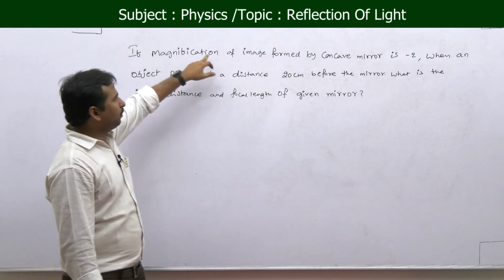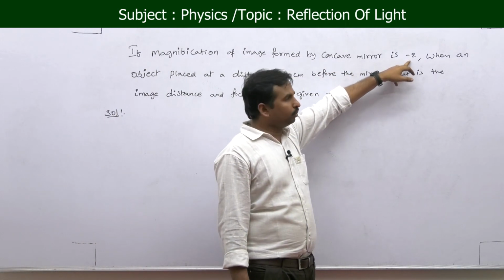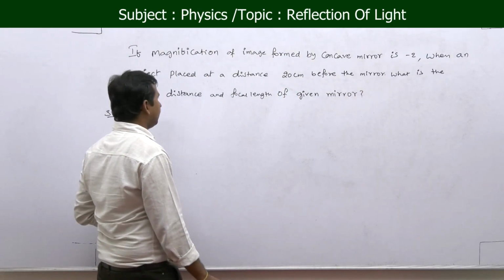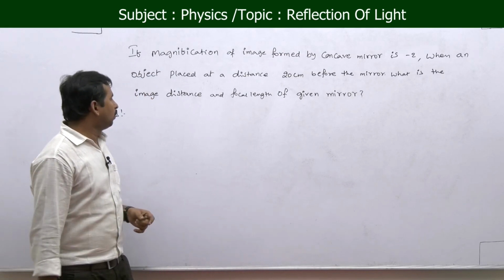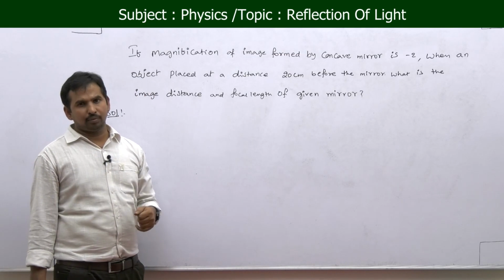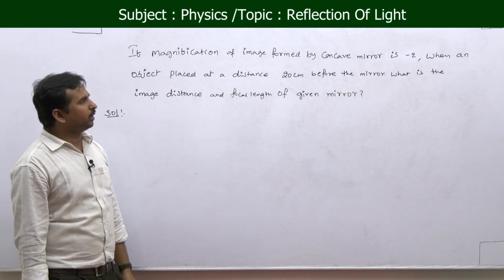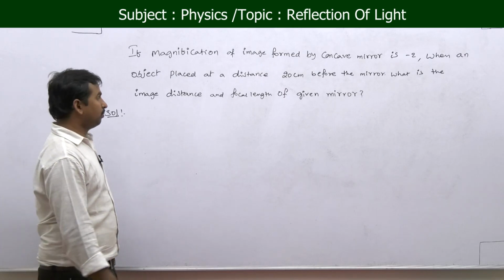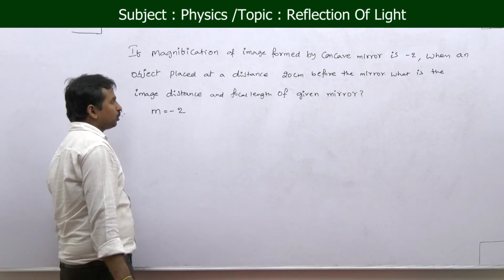If the magnification of the image formed by a concave mirror is minus 2, when an object is placed at a distance of 20 centimeters before the mirror, then what is the image distance and focal length of the given mirror? If you clearly observe, the magnification of the image formed by the concave mirror is already given. The magnification factor is given. m is equal to minus 2.